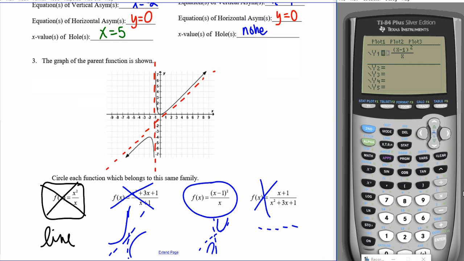You may not have noticed that, and if you didn't notice it, that's okay. We would just come up here and put it into our calculator. x plus 1. On the bottom, I've got x squared plus 3x plus 1. And when I graph that, like I said, it's going to have a horizontal asymptote at 0, but it also has these three branches. Crazy. It looks nothing like the thing in the picture. So my only answer here was that one.